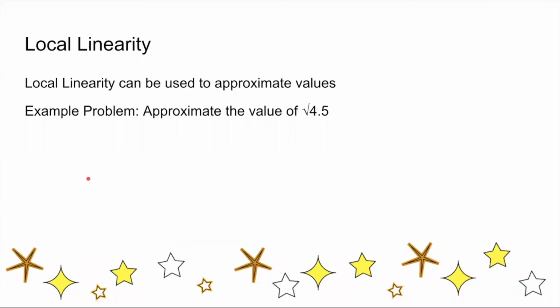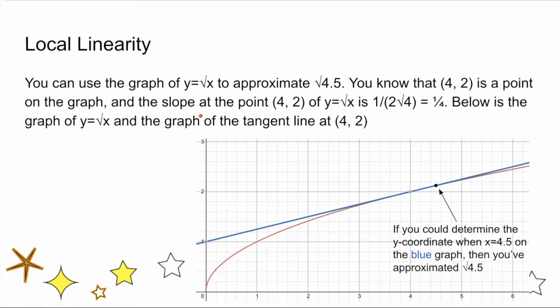All right, so now the last thing is local linearity. Local linearity can be used to approximate values. So for example, approximate the value of the square root of 4.5. Well, you can use the graph of y equals the square root of x to approximate the square root of 4.5. You know that (4, 2) is a point on the graph because the square root of 4 is equal to 2. And for the slope at the point (4, 2), you just use derivatives.